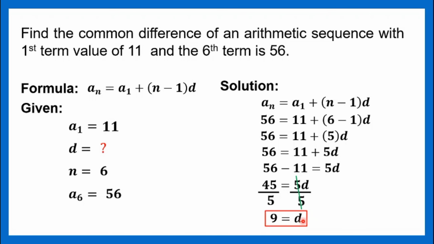Para mas maayos tignan, same lang naman to. D is equal to 9. So, this is now the common difference. So, ibig sabihin, ang common difference na hinahanap natin dito ay 9. So, para makuha natin, kunwari yung sequence, magpa-plus lang tayo ng 9 na magpa-plus hanggang sa makarating tayo doon sa 6th term na 56. And this is now our complete solution.